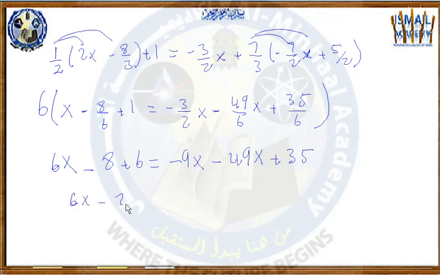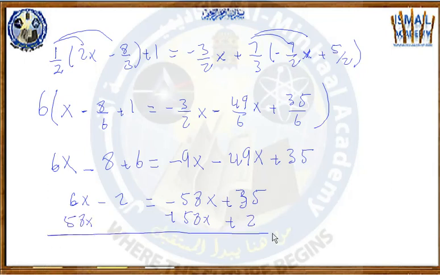Now I combine like terms. So 6x minus 2. Here I will have minus 58x plus 35. Then I combine like terms. So I will add 58x to both sides and add 2 to both sides. So we'll end up having 64x equals 37, yes? You didn't get the last part. Which last part? I have a question. Yeah, but where did you get the 2? Oh, because minus 8 plus 6, you said.